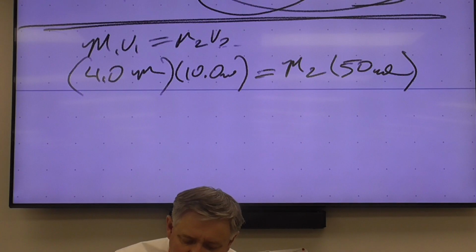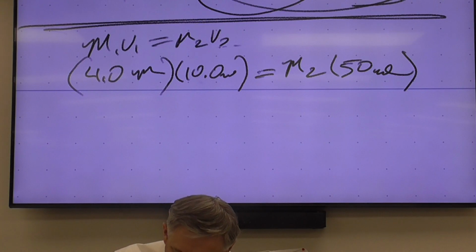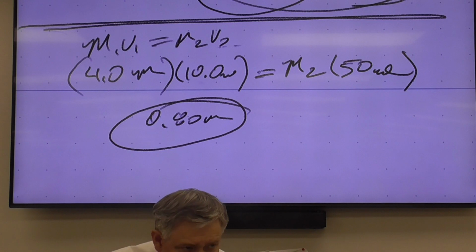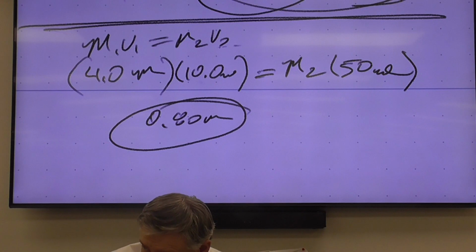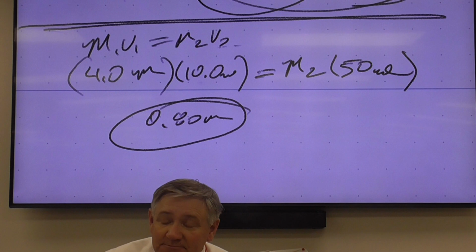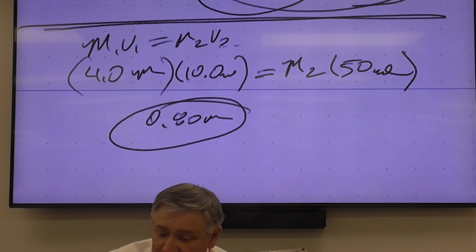So if you take 4 times 10, you get 40. Divide that by 50, you get 0.8 molar solution of your acetone. So that's where that 0.8 came from. It isn't just magic, okay? That's where that came from.